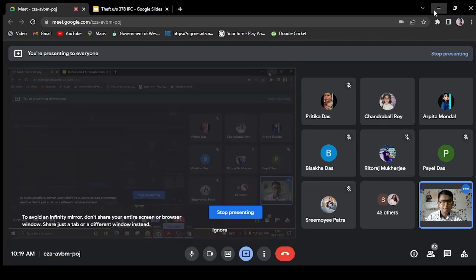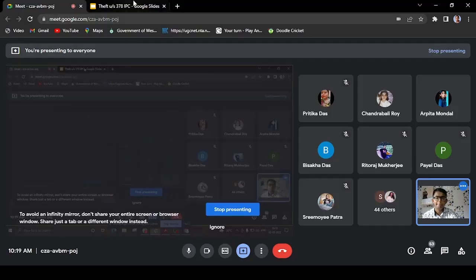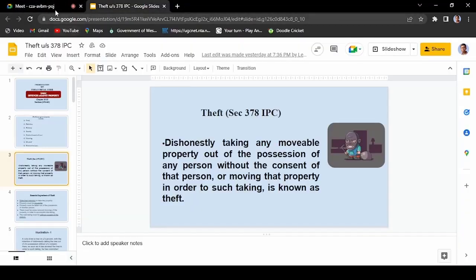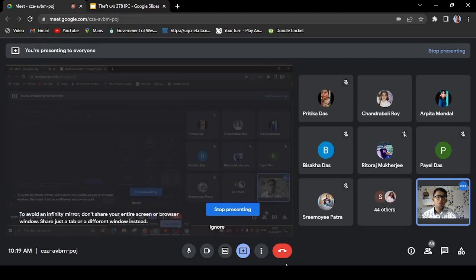Underline with this with your pencil. Take dishonestly, we understand that is dishonest, that to commit a crime there are four stages. Anyone please tell me what are the four stages? What are the four stages? Please anyone, what are the four stages to commit a crime?